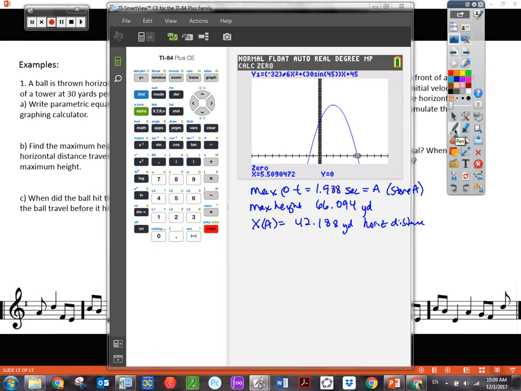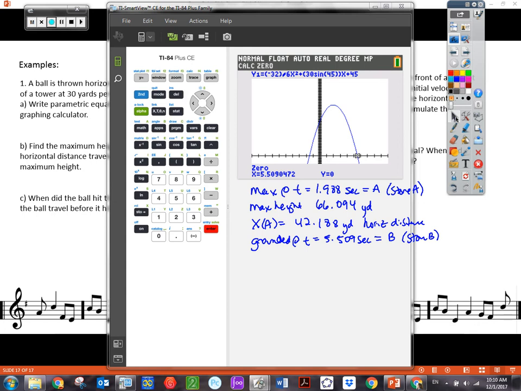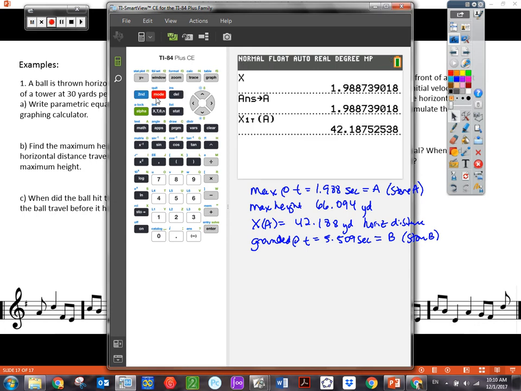But let's go ahead and write that down. So we would say grounded at t equals 5.509 seconds, and I'm going to equate that to b. I'm going to store that in b. Okay. So let's do that. Let's go to a clear screen and let's press X and then hit enter. So our calculator now believes that's X. See how it just changes? I mean, X is something different all the time. So we're going to store it. We're going to store it as alpha B.